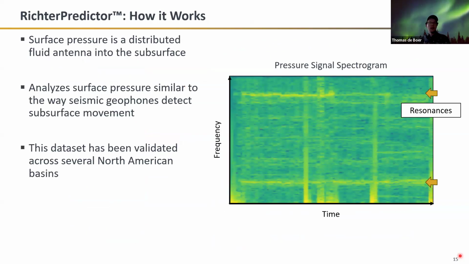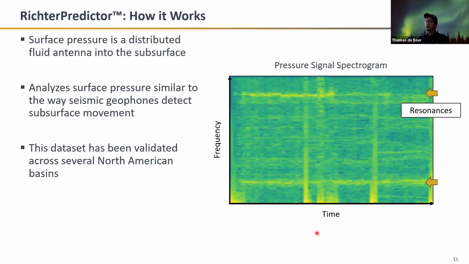So to get a bit more in detail on how this actually works, the way that Richter Predictor works is we analyze our surface pressure signal using high frequency and high resolution pressure gauges at the wellhead. The way that we consider this is that our surface pressure essentially acts as a distributed fluid antenna into our subsurface. So we have our pressure sensor at the top of the well, and there are acoustic signals within this pressure. And those acoustic signals can be analyzed and extracted in a way similar to how seismic processing is done. And with that, we're able to identify what we call resonant signatures.